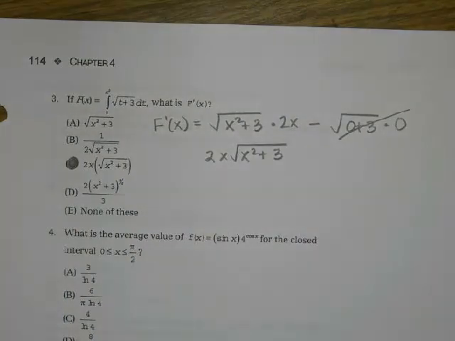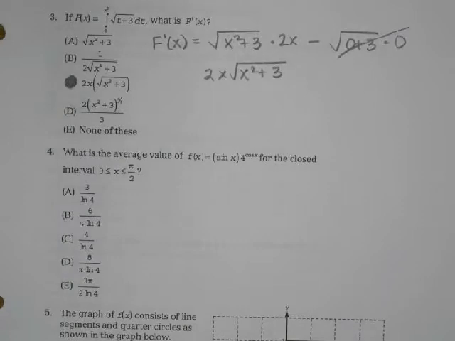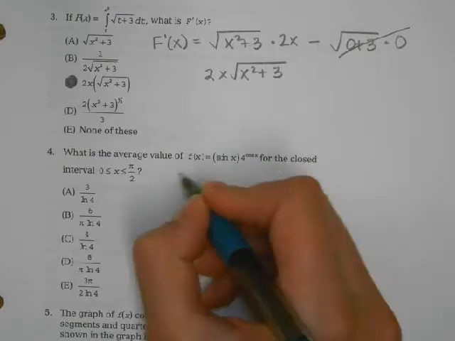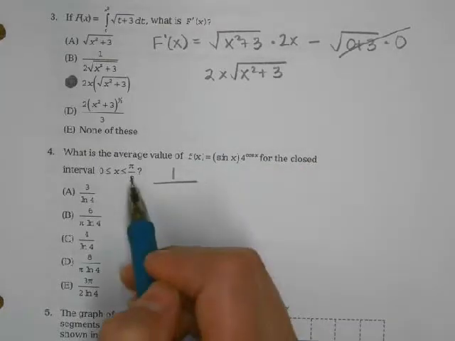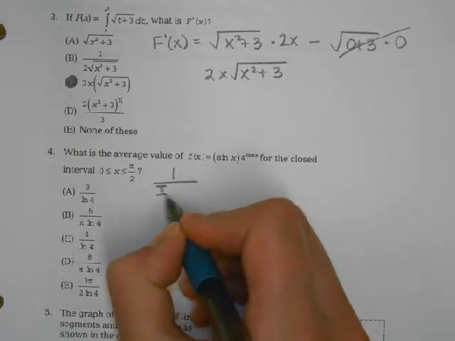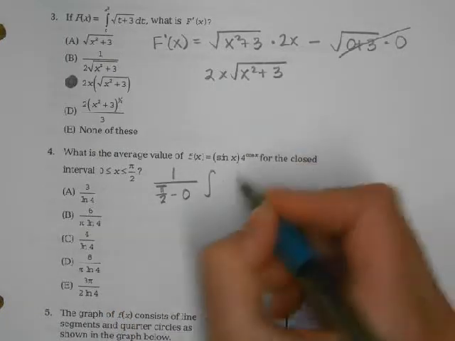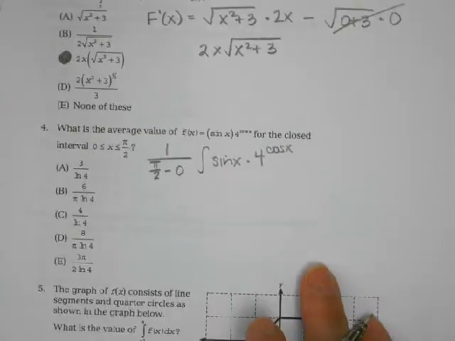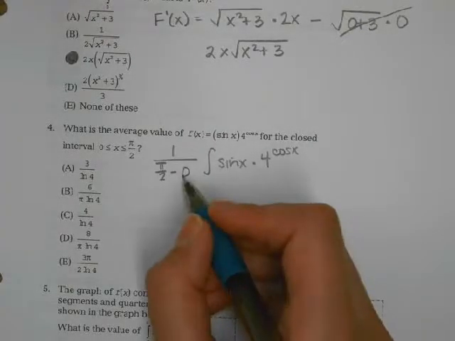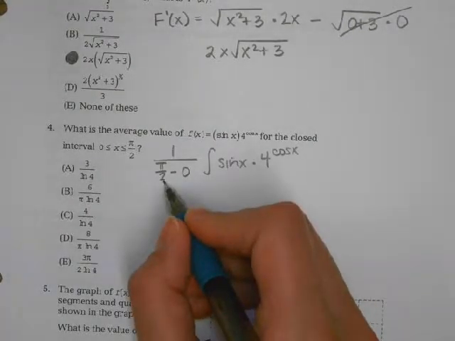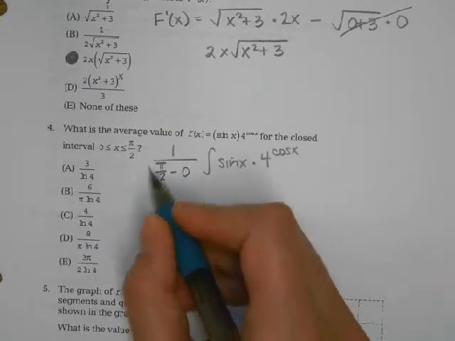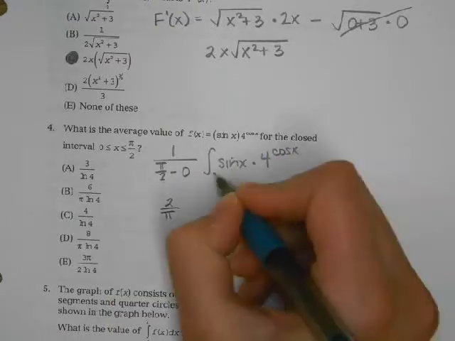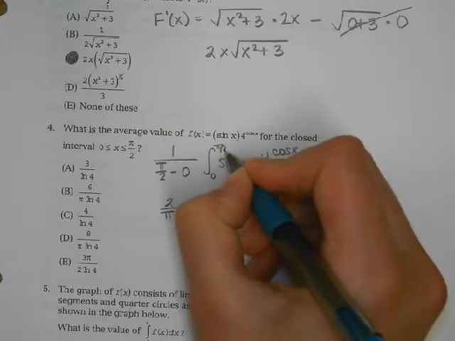All right, number 4 says, what is the average value on the closed interval? So the average value, if you remember, is 1 over b minus a. That's the interval, so we have 1 over pi halves minus 0. And then we're integrating sine x times 4 to the cos x, like this. So that gives me 1 over pi halves, which I can flip, so I've got 2 over pi. Oh, and I forgot my integral here. 0, there's my interval, I need my dx. Okay.